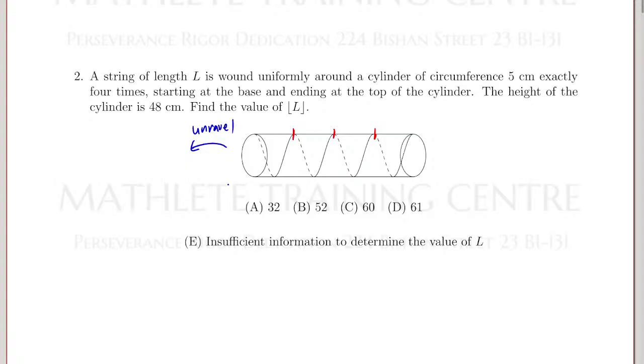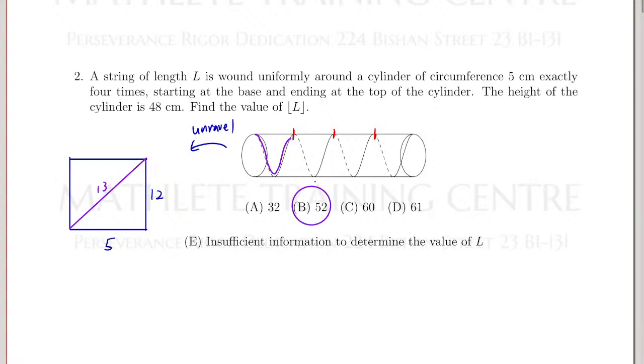How can we unravel? We unroll the cylinder and make it a rectangle. They tell you that the circumference of this cylinder is 5, so we can label one side as 5. The entire height is 48, so when I cut it into 4 parts, one of them will be 12. The unwound curve is just a straight line connecting the two endpoints, so the length is 13. Therefore, doing this 4 times, the final answer is B, 52.